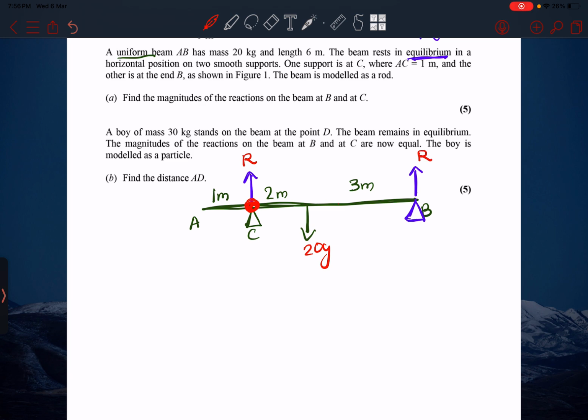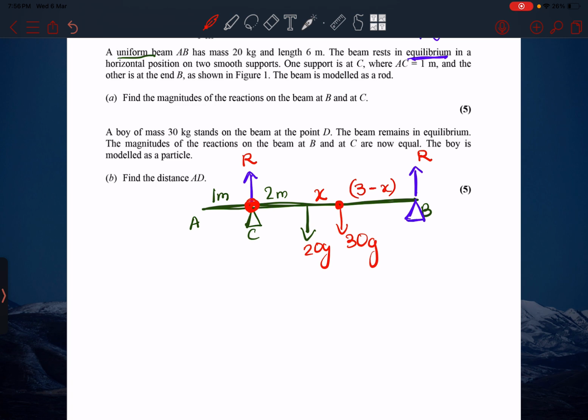So let's put a boy here, and his mass is 30, so the force he is applying is 30 Gs. We don't know what this entire distance is, so I'm just going to call it X. He is X meters away from the middle, so the remaining distance would now be 3 minus X. Right, so we've got that much.